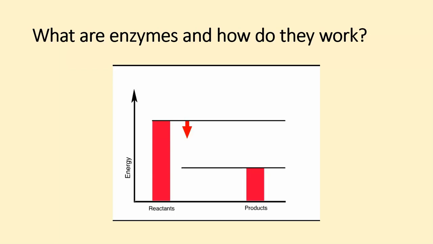This is the third lesson of Chapter 6, where we're going to be talking about enzymes. Enzymes are biological catalysts that speed up chemical reactions.